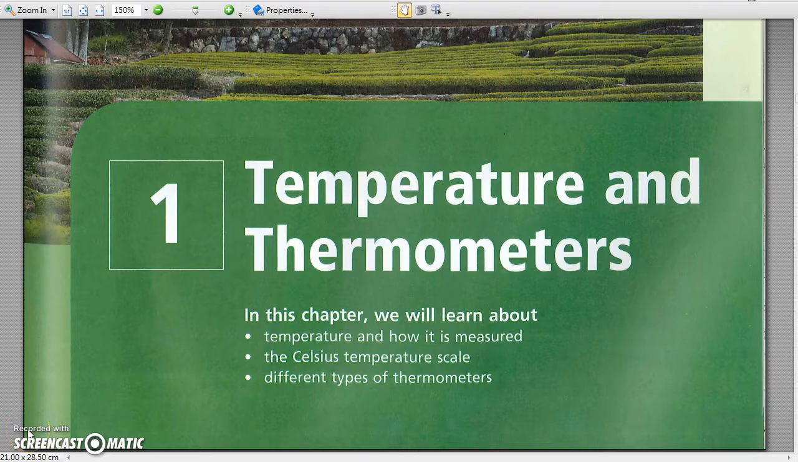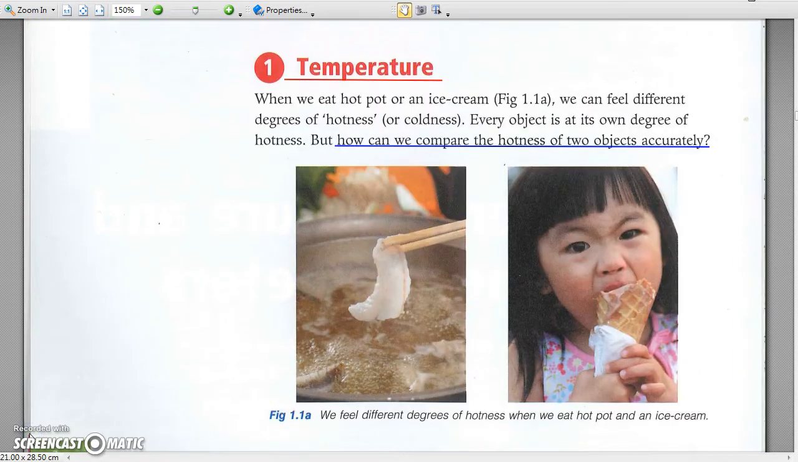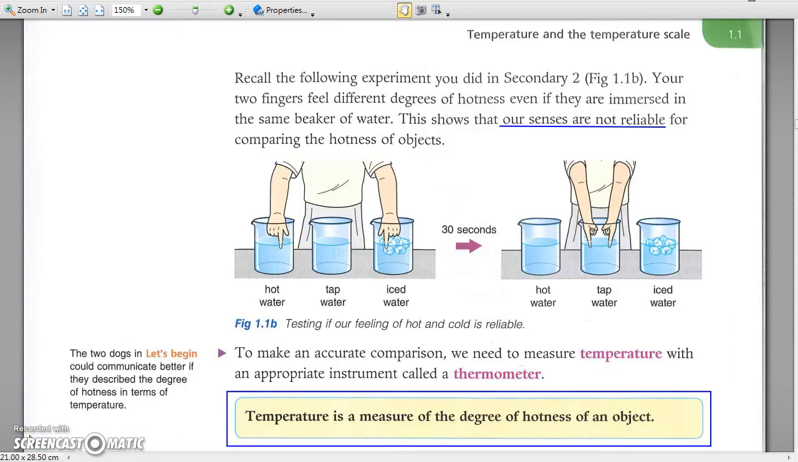Chapter 1 Temperature and Thermometers. 1.1 Temperature and Temperature Scale. 1. Temperature. Temperature measures the degree of hotness. Temperature is also a measure of average kinetic energy of molecules of an object.